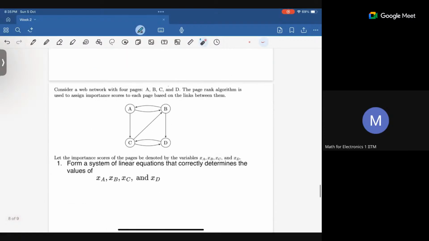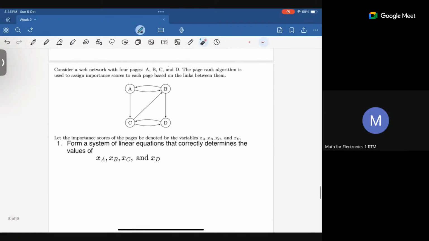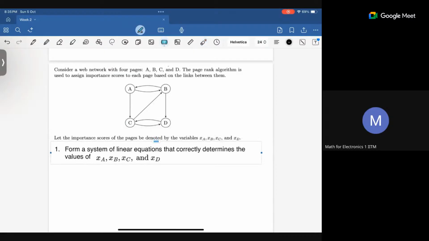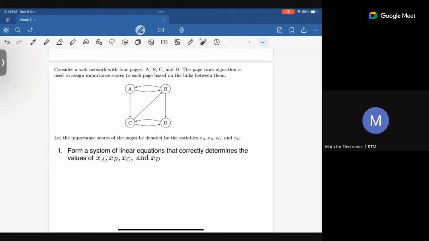Okay, great. Then let's move to the next important skill that we should develop, which is, given the information, how do I form a system of linear equations? So this is a web network with 4 pages, and I think this is also explained in the lectures. Please do watch it.